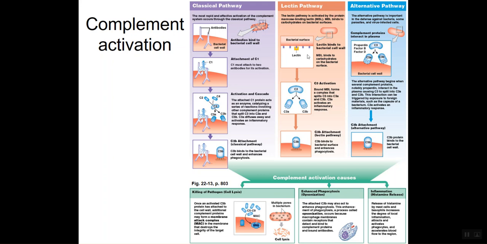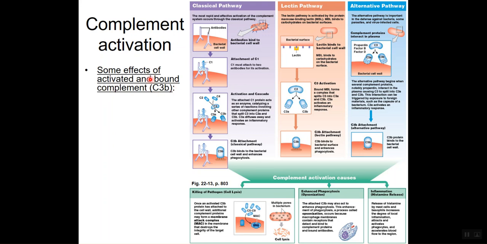Lectin pathway. The protein lectin recognizes certain carbs that are in certain bacteria's membranes. Chain reaction. C3b attaches to the bad guy. And then the alternative pathway, also known as the prepurdin pathway. So there's prepurdin, factor P, combining with factor B and D, so PB and D. Chain reaction, C3b attached to the bad guy.